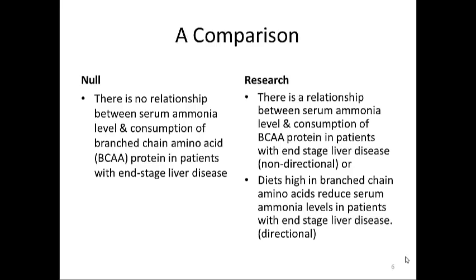So if we had a directional hypothesis, we might say diets high in branched-chain amino acids reduce serum ammonia levels in patients with end-stage liver disease. Now, why did I choose a positive direction? It's because if I read some research articles on this, there are some studies that suggest patients who consume branched-chain amino acid proteins over the aromatic proteins can have lower ammonia levels. So we can select a direction based on what is known about the subject in the literature. If we don't have any literature to back us up, we have to go with a non-directional hypothesis.